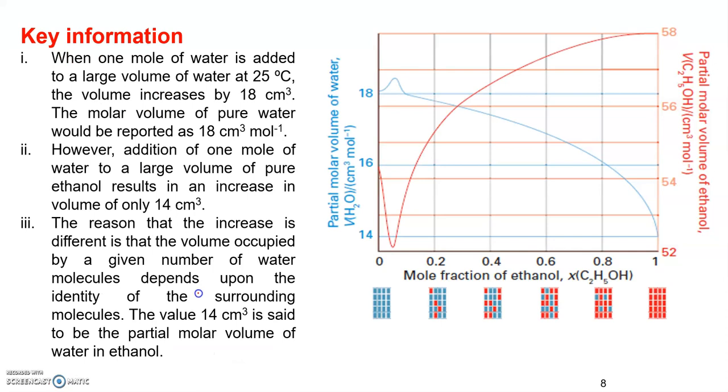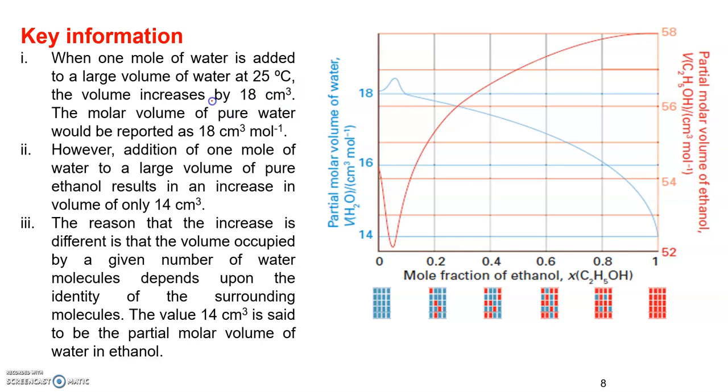So here, if we have this kind of graph, we can say that this is a graph for a mixture of ethanol and water. When one mole of water is added to a large volume of water, at 25 degrees centigrade, the volume will increase by 18 centimeter cube. Because why? Because the volume of 1 mole of water is 18 centimeter cube, the molar volume of pure water.